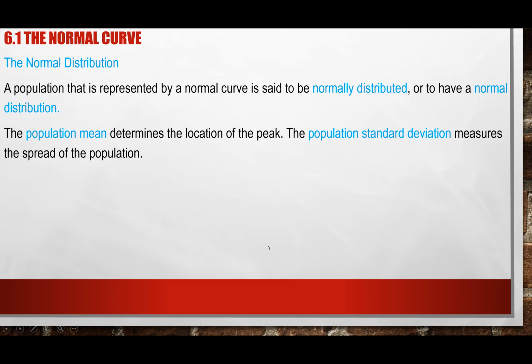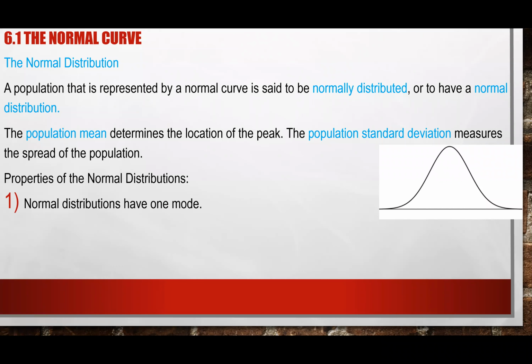A population that is represented by a normal curve is said to be normally distributed, or a normal distribution. Basically, if you have a bell-shaped symmetrical curve, we say it is normally distributed, and then this is our curve. If this is the curve, the breakdown of this curve will be fixed, will have the same area all the time.